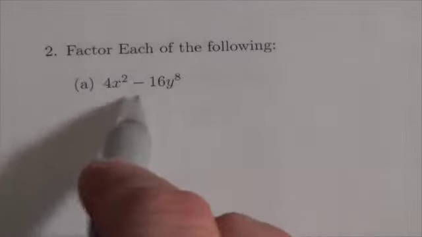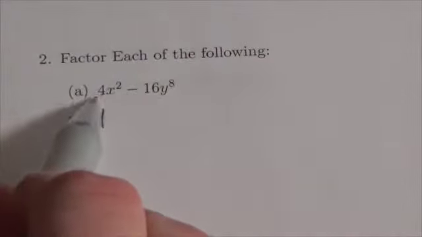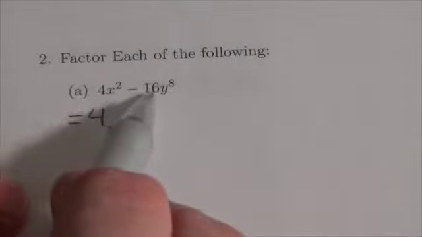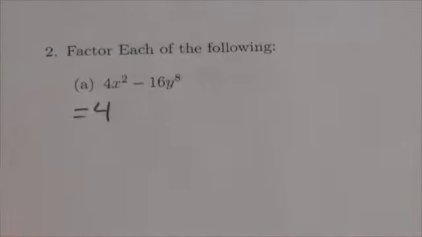And I see there's two terms here, so I look at the coefficients. I've got 4 and 16. Well, yeah, there is a common factor of 4 to those. This is 4 times 1, this is 4 times 4. Then I look at the variables here, and I got x squared in the first term and y to the 8th in the second term. Well, there's nothing common between those two.